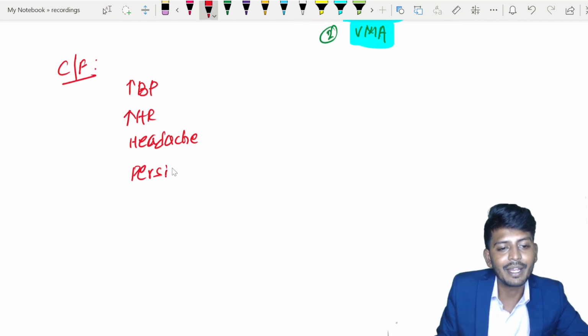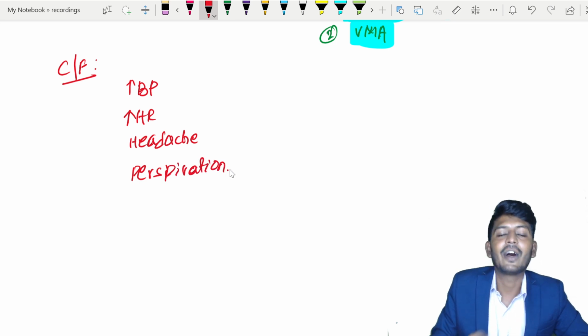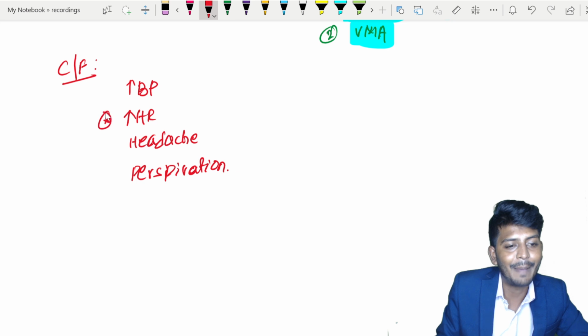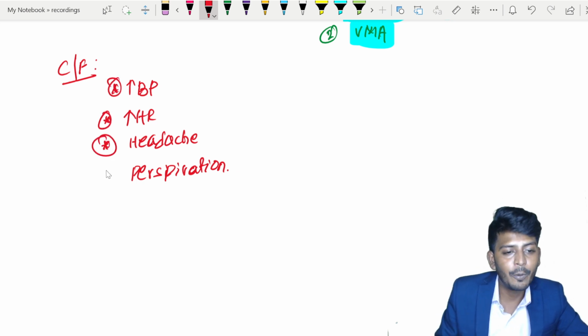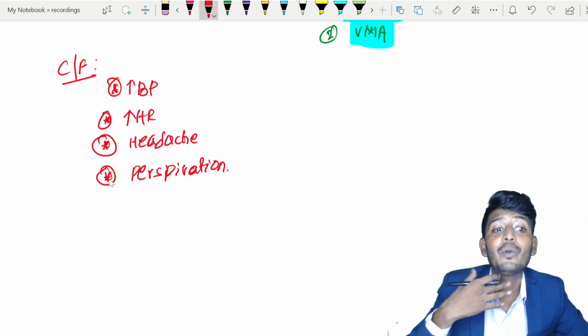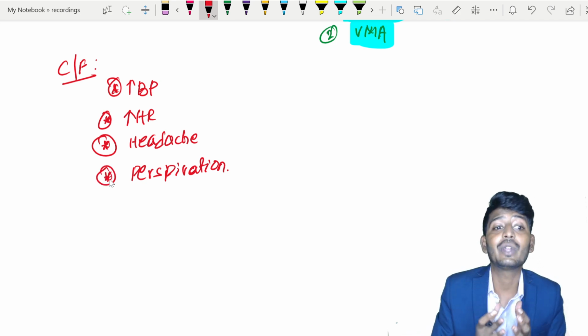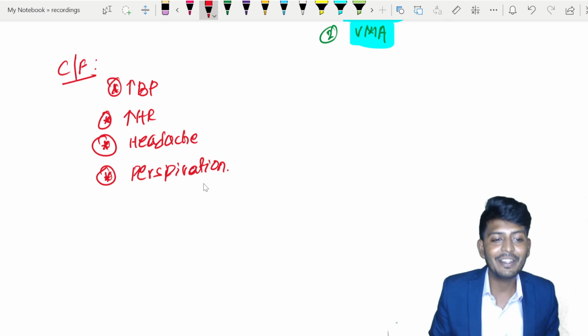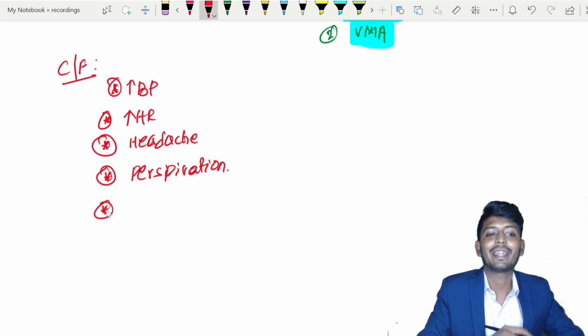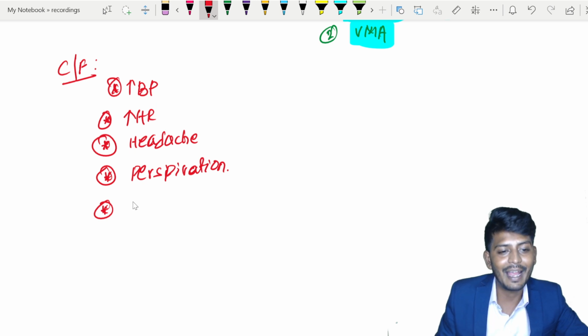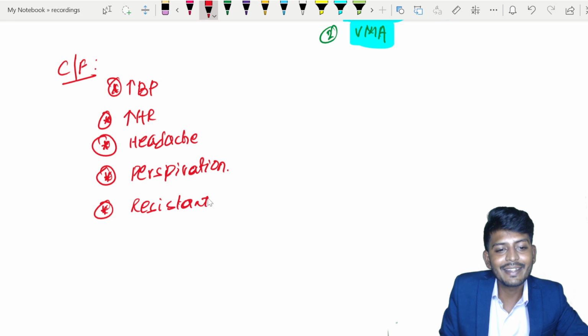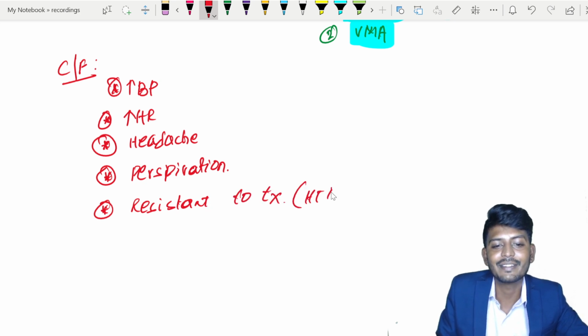Apart from headache, the patient can also have excessive perspiration. So an increase of heart rate is palpitation, an increase of blood pressure is hypertension, along with headache and perspiration. And when they find, for example, hypertension, automatically the doctor would initiate treatment for the hypertension. When they initiate the treatment, the hypertension is resistant to the treatment.